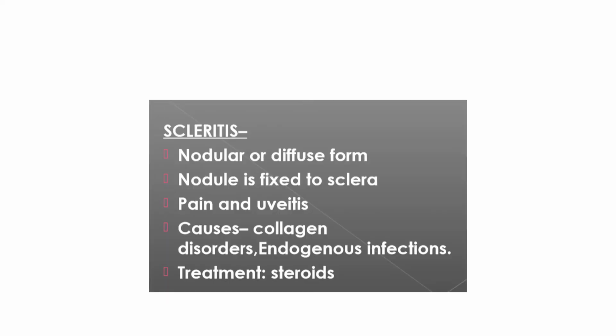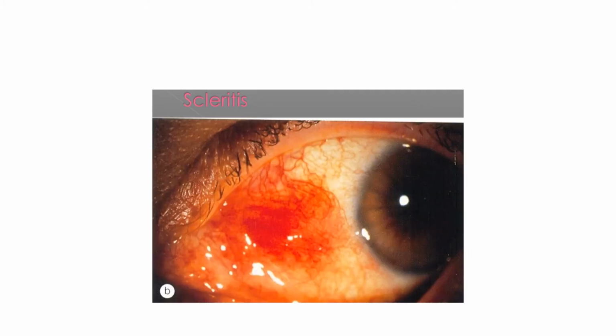Scleritis. It can be nodular or it can exist in the diffuse form. Nodule is fixed to sclera. It will be associated with a lot of pain and there can be associated uveitis. Causes can be collagen disorders and certain endogenous infections. Treatment is usually steroid. This picture showing here is a case of nodular scleritis.